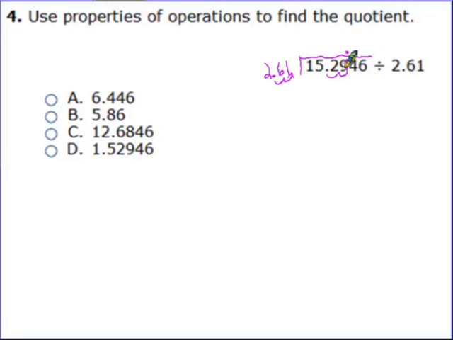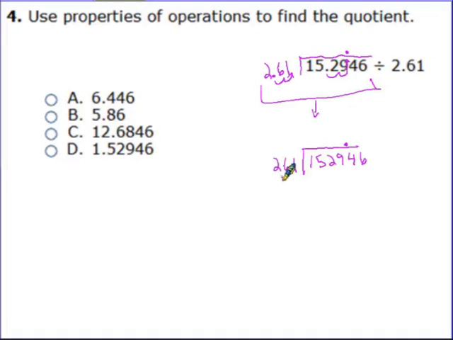Okay, because I'm quite certain that you know how to divide, but you're just not familiar with what you have to do with your decimal there. So now I'm going to rewrite this so that you can see what it's going to look like. I have 1, 5, 2, 9, 4, 6, and don't forget my decimal is right up here, divided by 2, 6, 1.